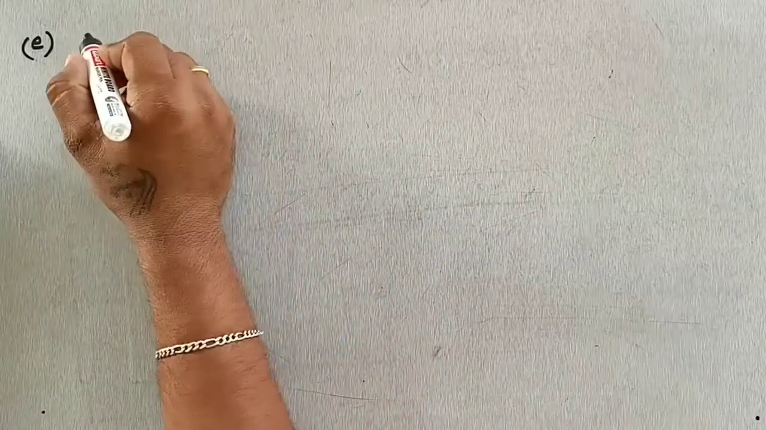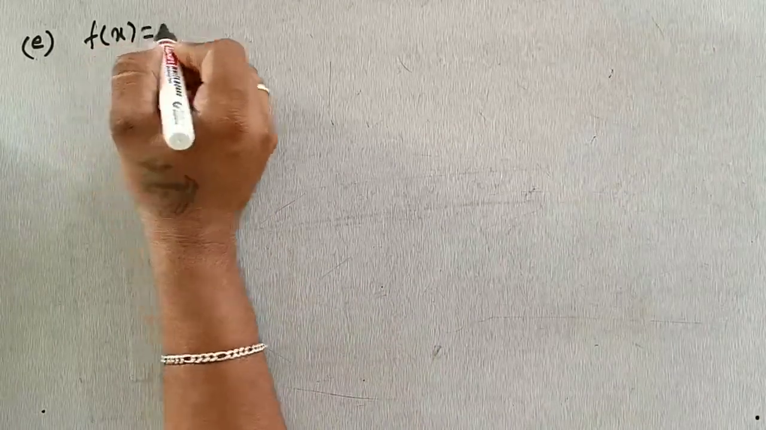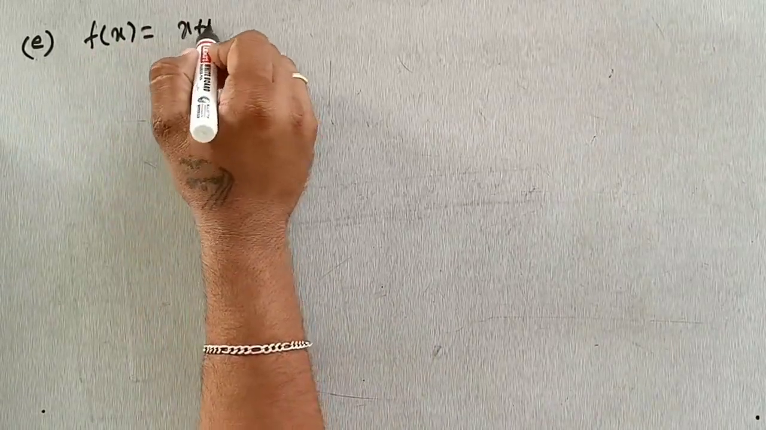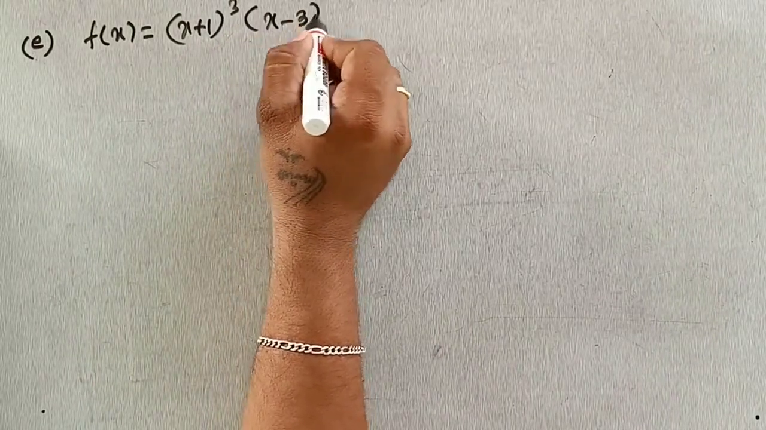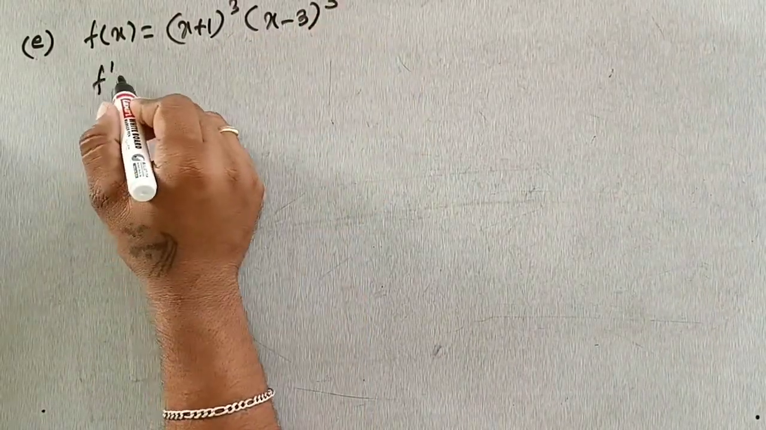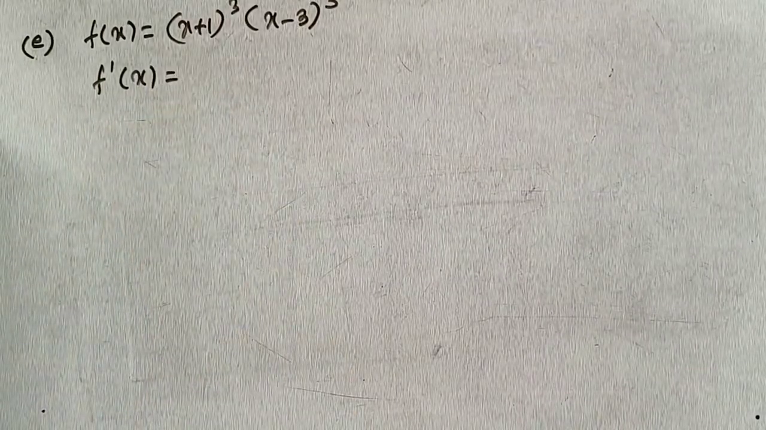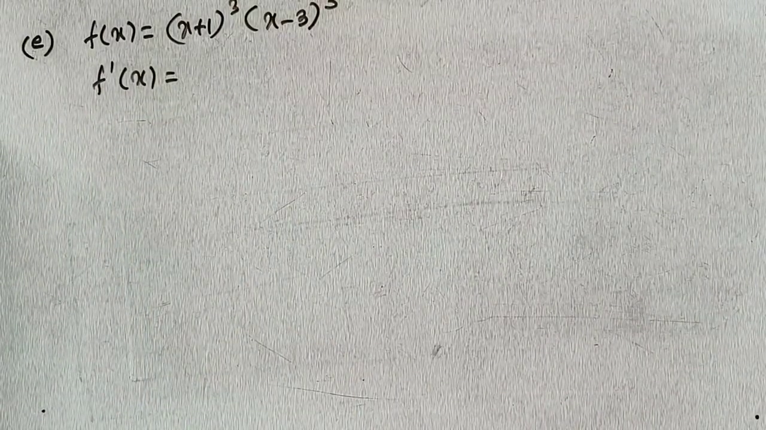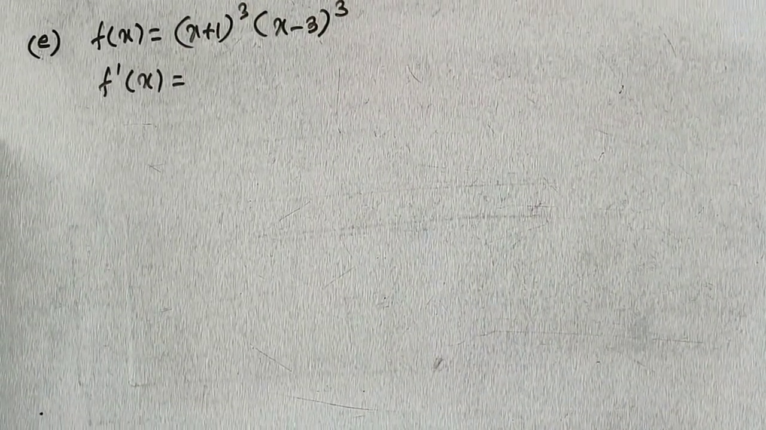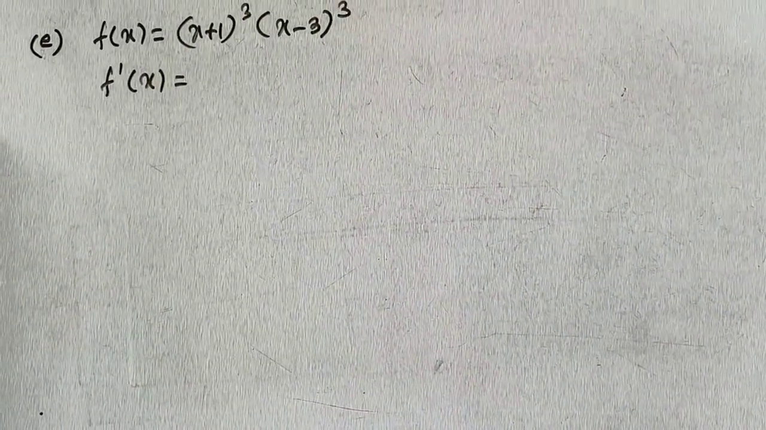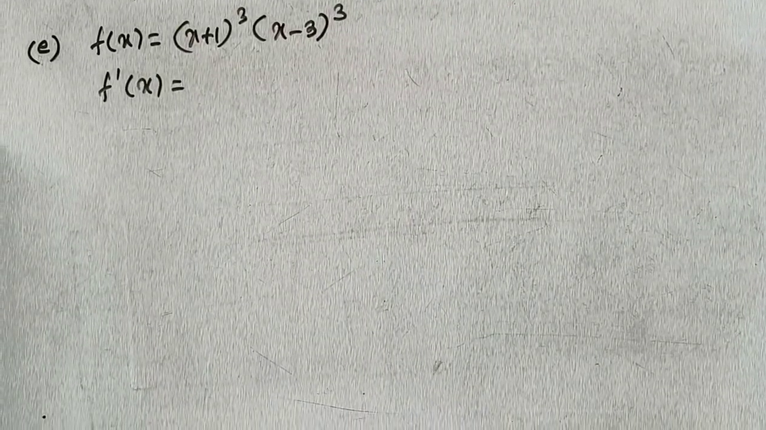Question E is given that multiplication of two cubic polynomials: x plus 1 whole cube into x minus 3 whole cube. To differentiate this, we have to use the product rule, the UV rule. So the first function will be x plus 1 whole cube, the second function will be x minus 3 whole cube. So we will differentiate this.